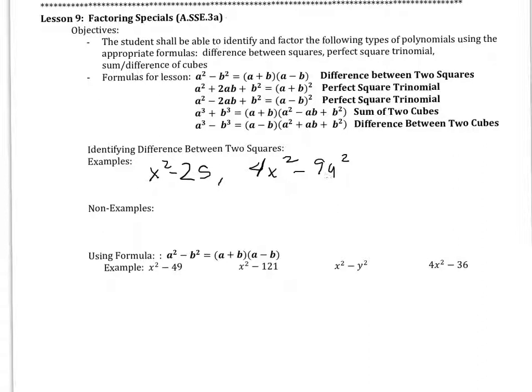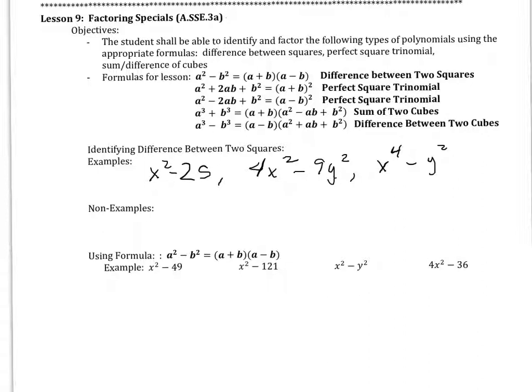So these can have a lot of different looks to them. You might even see something like x to the fourth minus y squared. The thing that's squared here is x squared. The thing that's squared here is y. So again, a lot of different looks to these, so just look for basically even exponents.